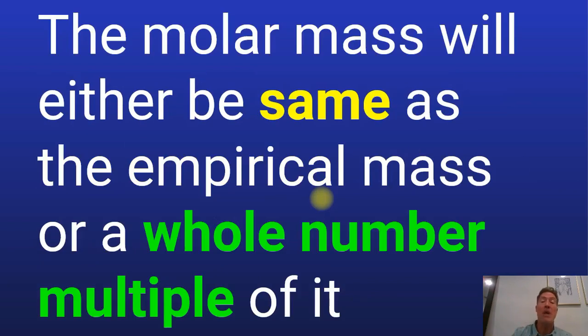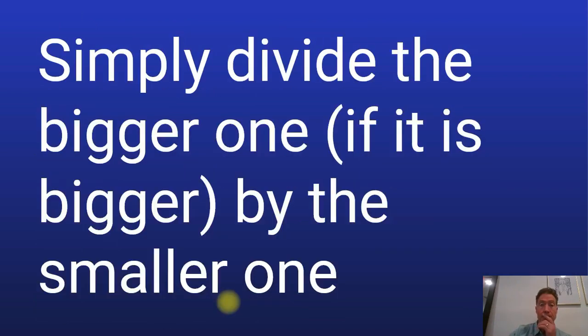We need to know the molar mass of the whole compound, the actual compound. And that molar mass will either be the same as the empirical mass, in which case the empirical formula and the molecular formula are identical, or the molar mass will be a whole number multiple. If the molar mass is twice as heavy as the empirical mass, then the molecular formula will be the empirical formula doubled. If it's triple, we're going to triple the empirical formula, and so on.